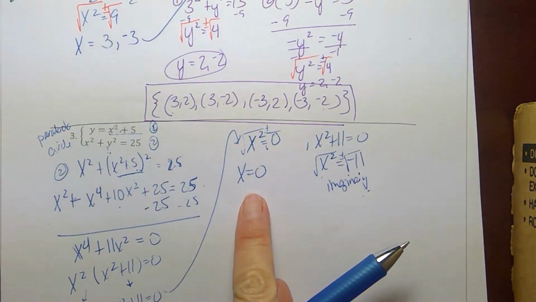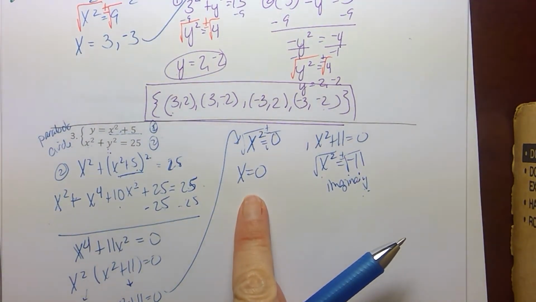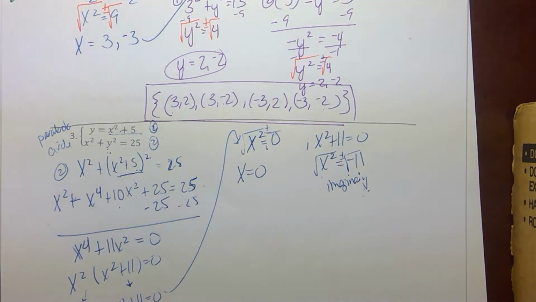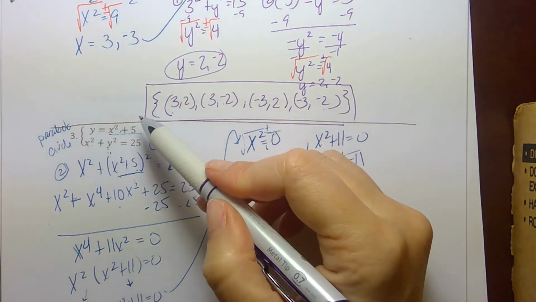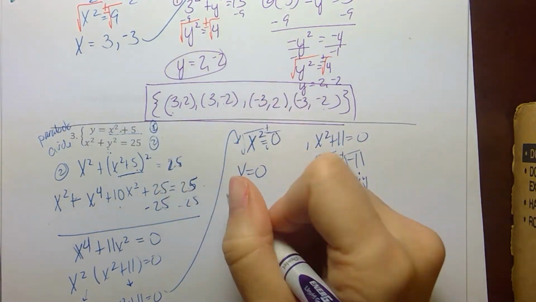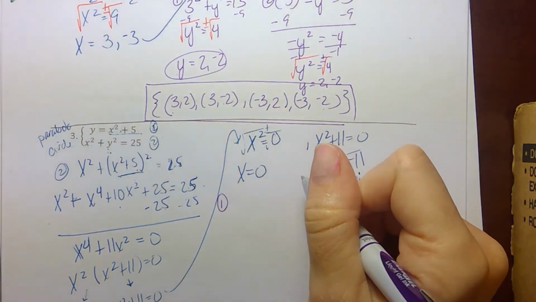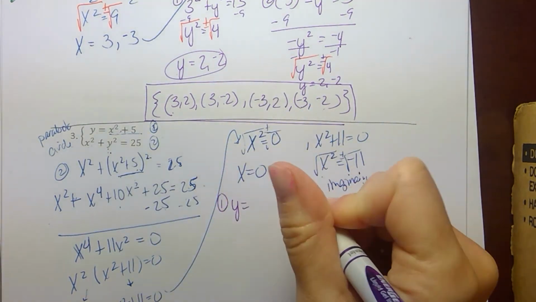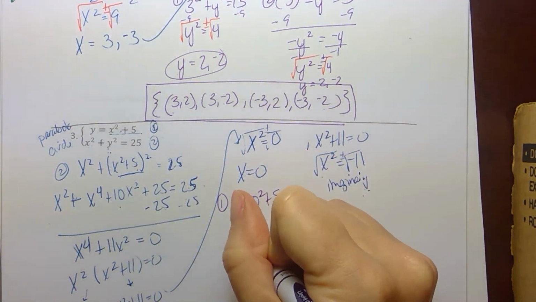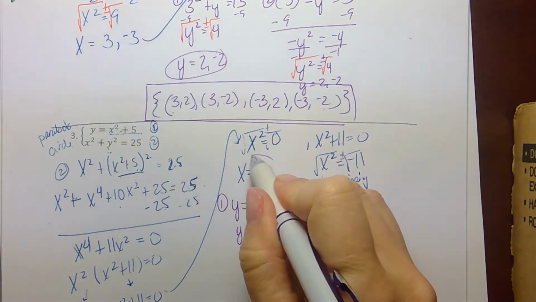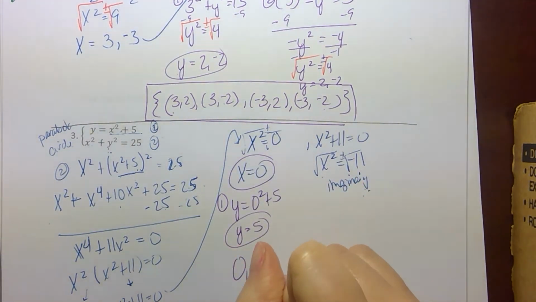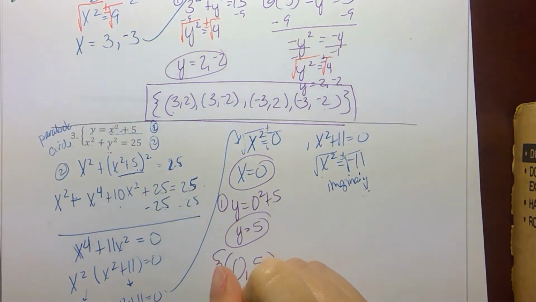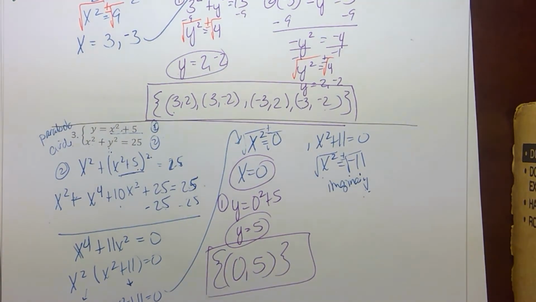The only x value I have proposed is this x equals 0. So now I take that x equals 0 and I plug it into one or other of the two equations. I'm going to pick 1 because it's the simplest. So I have y equals x squared plus 5. So y equals 0 squared plus 5, which means y equals 5. So where x is 0, y is 5. That ordered pair is my only solution. It's my only point of intersection because this direction gave me imaginary solutions.